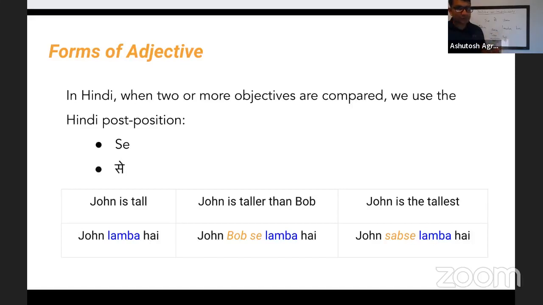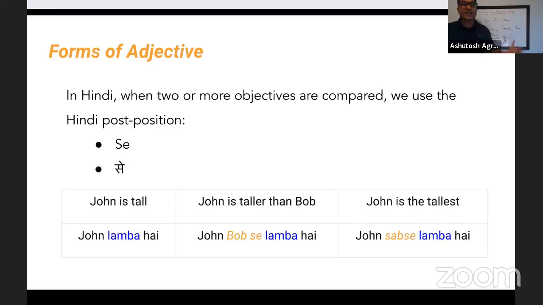Okay, as I said, when the objects are compared with two or more, you will say, what if it's John is taller than both Sam and Tom? Okay, you can combine both of them. John, Sam और Tom से लंबा है. Right? You have one person compared against two persons.